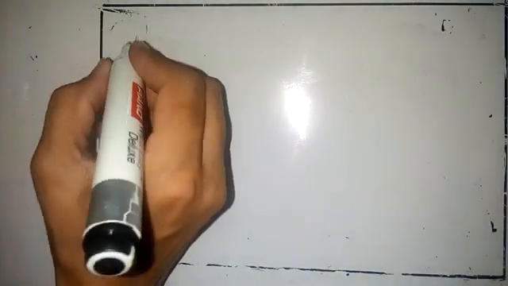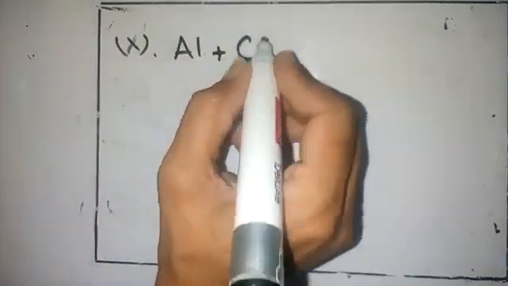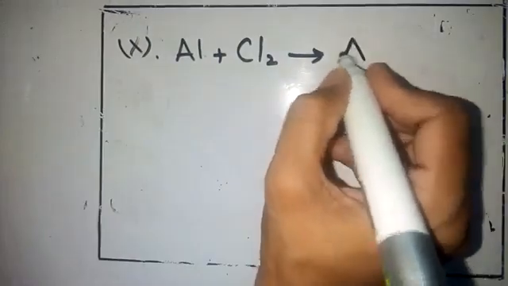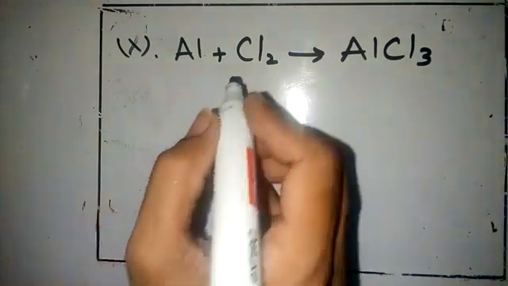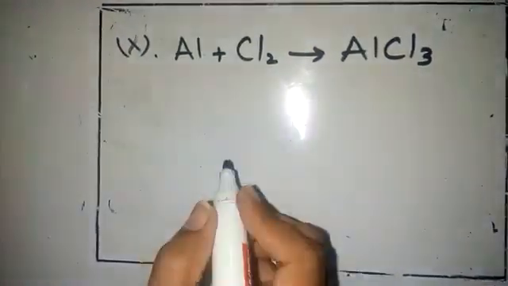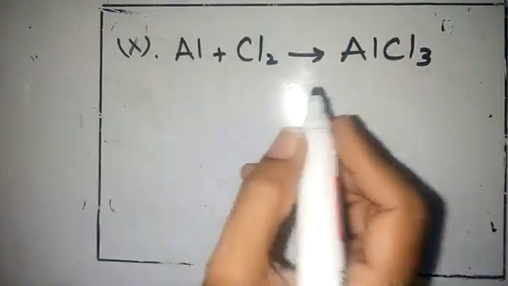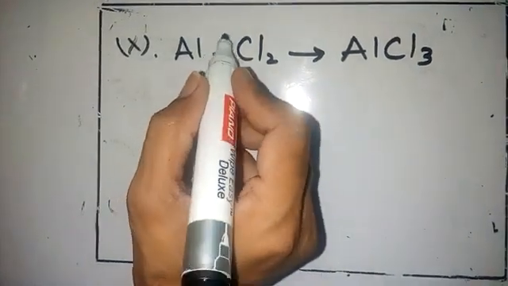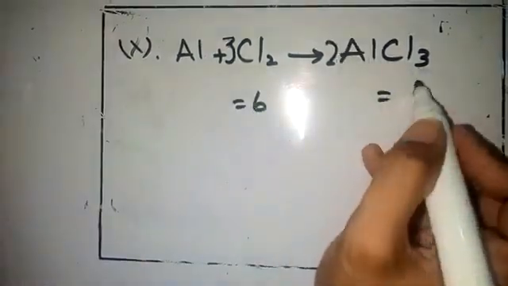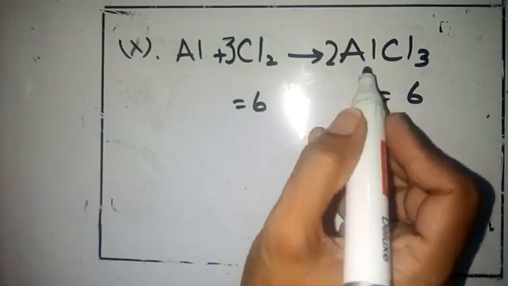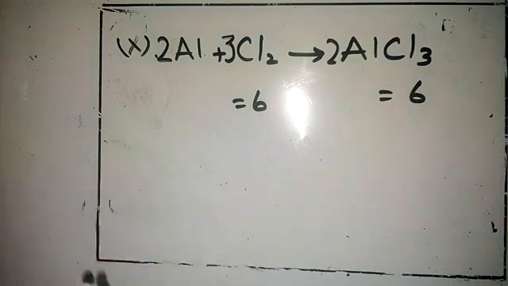Number 10. Aluminium is reacting with chlorine, and it is giving aluminium chloride. So students, here we have to balance the chlorine. Here are 2 chlorines, and here we have 3 chlorines. So we balance them in their multiple form. So we put here the 3 and here the 2. 3 2s are 6 and 2 3s are 6. Now we have 2 aluminium, so we place here the 2. In this way we balance this chemical equation.